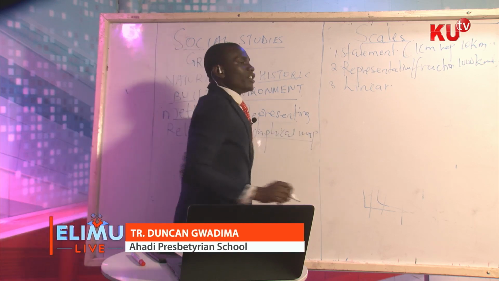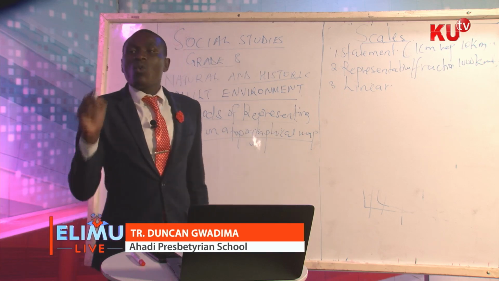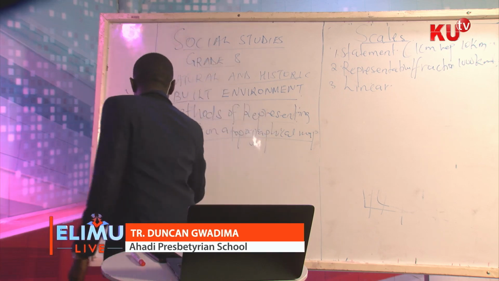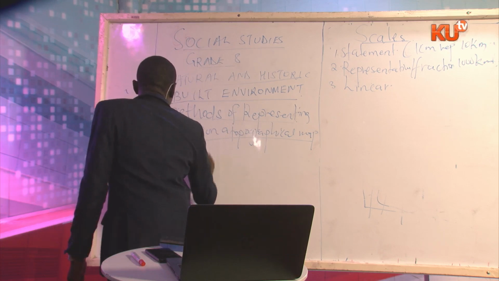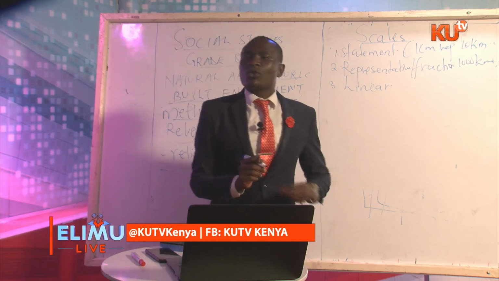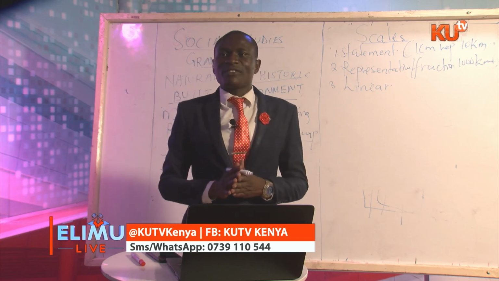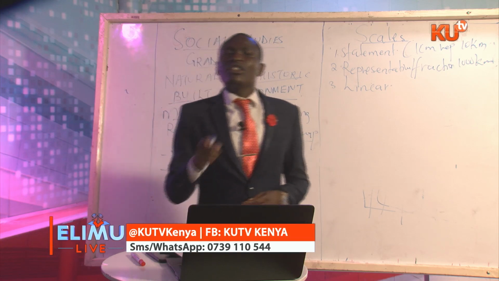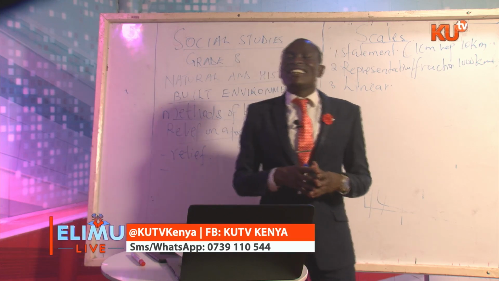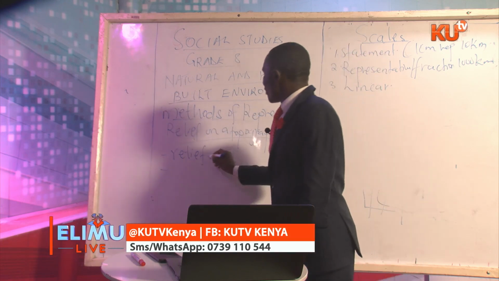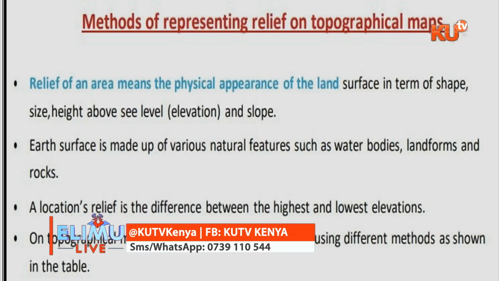So the first question we need to ask ourselves is, what is relief? Use the number that you can see on the screen to give us your correct answer. What is relief? Relief refers to the nature of land. The land can either be sloping or rising or flat. So relief means the appearance of the land, the nature of the land.